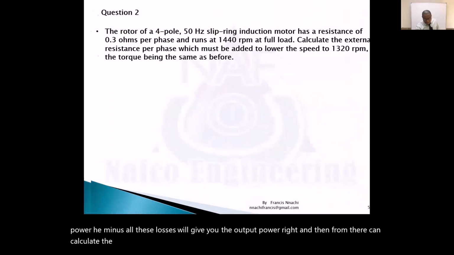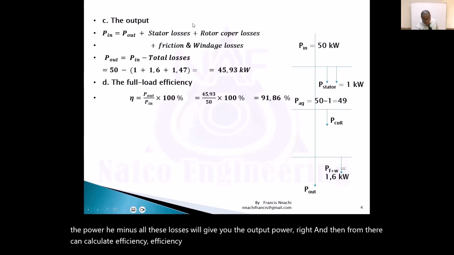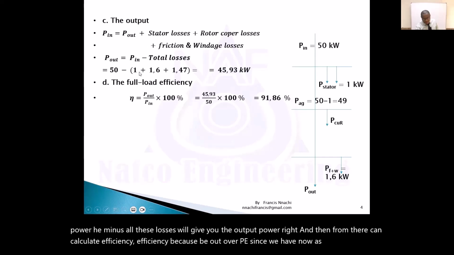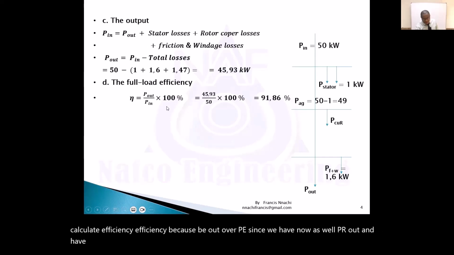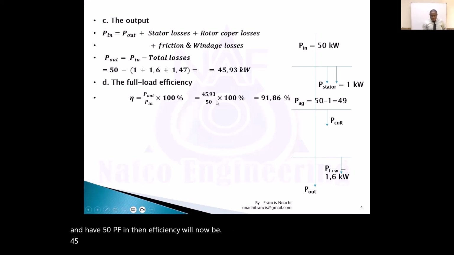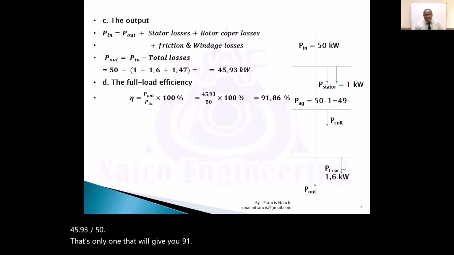Efficiency becomes P out over P in. Since we have P out as 45.93 and 50 as our P in, efficiency will be 45.93 over 50 times 100 over 1. That will give you 91.86%.